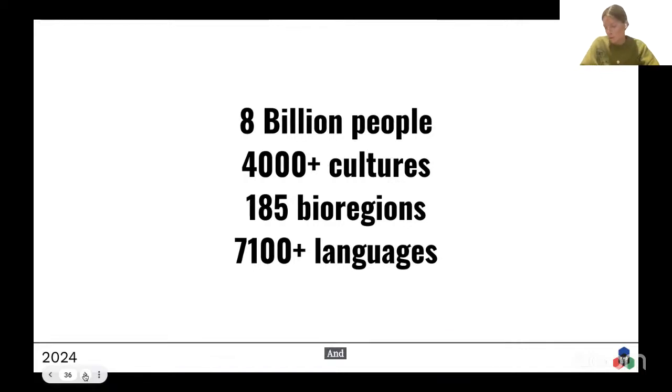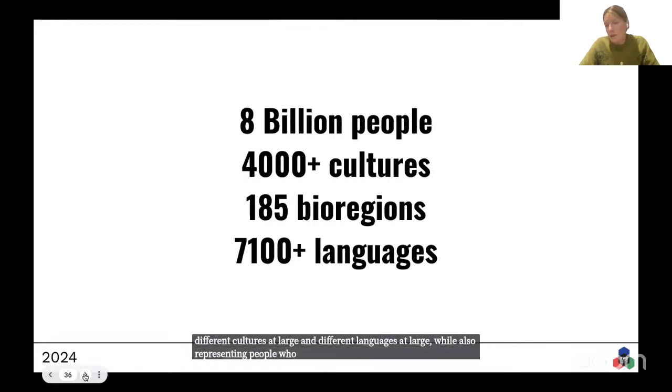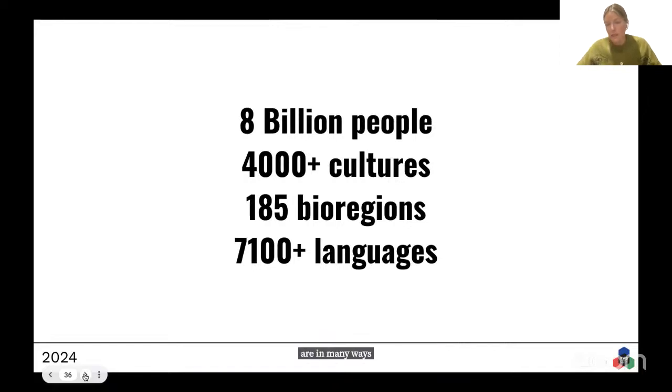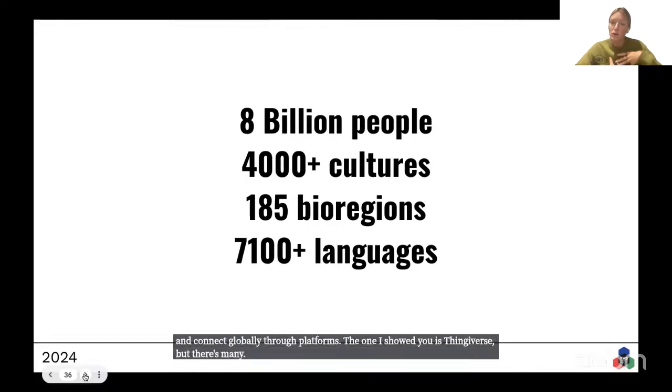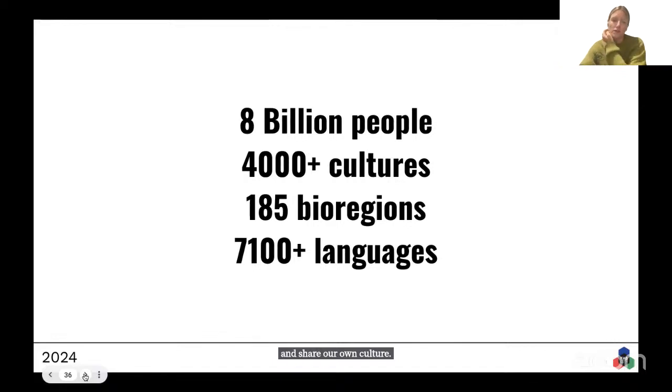And in terms of this one, I mean, 7,100 plus languages. This also is about how we can connect with different cultures at large and different languages at large, while also representing people who are in many ways of our own tongue and of our own place locally. So we can have that connection. We suddenly have an opening to facilitate design with our own community and connect globally through platforms. The one I showed you is Thingiverse, but there's many, and share our own culture with the global context.